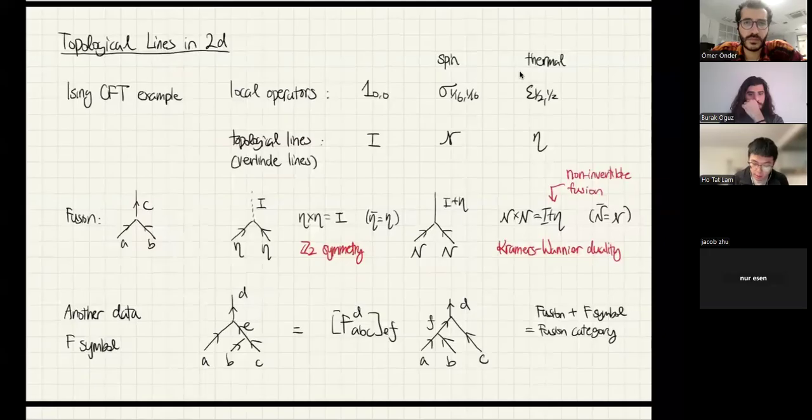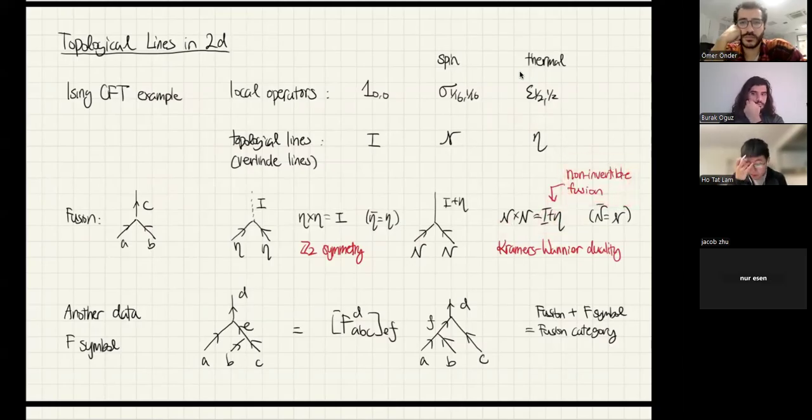Similarly, there's also the line N. And this line N, when fused with itself, can give you 2 possibilities. One is the identity line and the other is the eta line. The fact that it can give you 2 possibilities indicates that this is a line that is not invertible. Eta has the property that if I fuse eta with eta itself, it just gives you identity. But when N is fused with N, it doesn't give you just identity, it gives you some additional stuff. So in that sense, we call these non-invertibles.